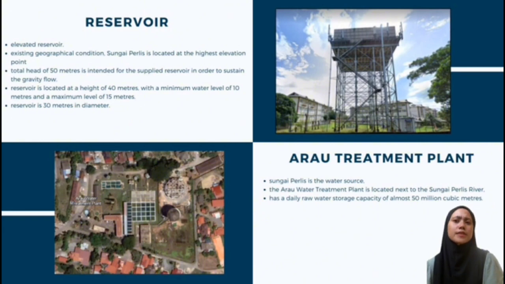As for the distribution reservoir or service reservoir, the type selected is an elevated reservoir. Due to the existing geographical condition of Arau, the water source, which is Sungai Perlis, is located at the highest elevation point, which is 88 meters above sea level, compared to the elevation of the whole distribution area. College Matriculasi Perlis is flat with a low-lying area. Consequently, a total height of 50 meters is intended for the supply receiver in order to sustain the gravity flow.